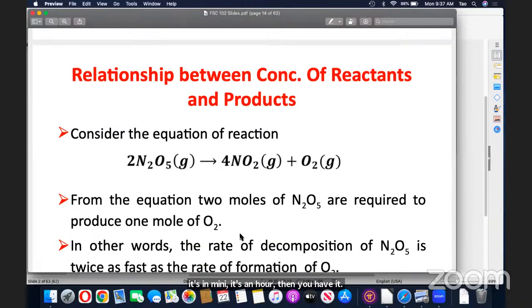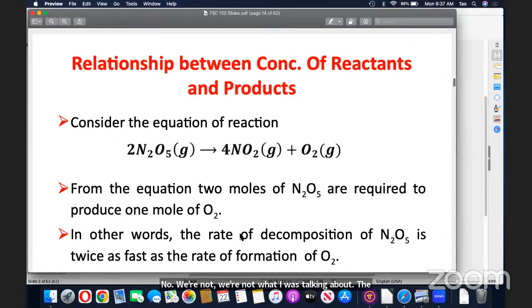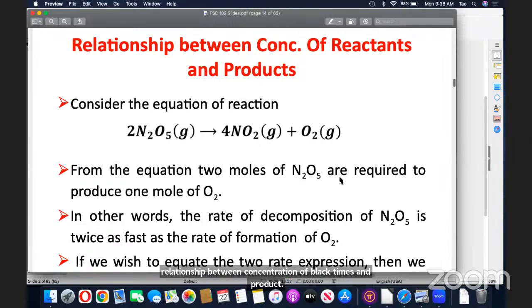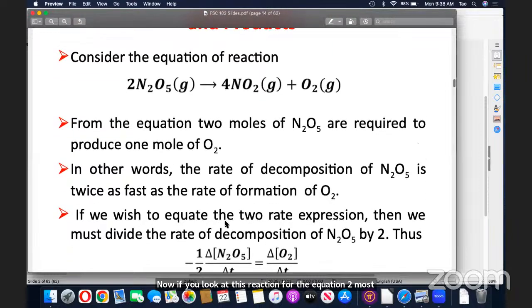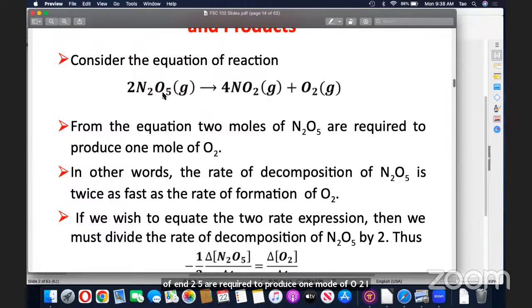Now, what I was talking about is the relationship between the concentration of reactants and products. If you look at this equation, 2 moles of N2O5 are required to produce 1 mole of O2. I think I already explained this. You should be able to put an equality sign between any two of these. If you're monitoring just the reactant, you're going to have a rate, but that rate is not going to be the same as the rate of NO2, because the number of moles are different.